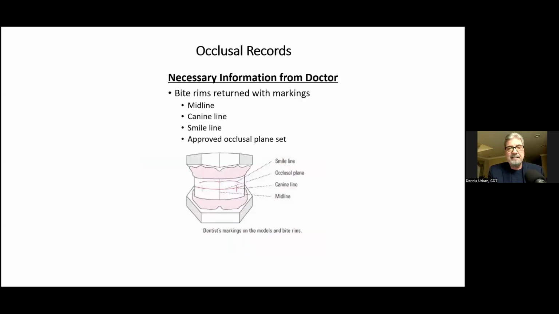So when we get that information from the doctor's dental office, we want the occlusal rim to have the smile line, the occlusal plane, canine line, and the midline. That's going to help us set those teeth in the right manner. And we're also going to need this when we do digital dentures.